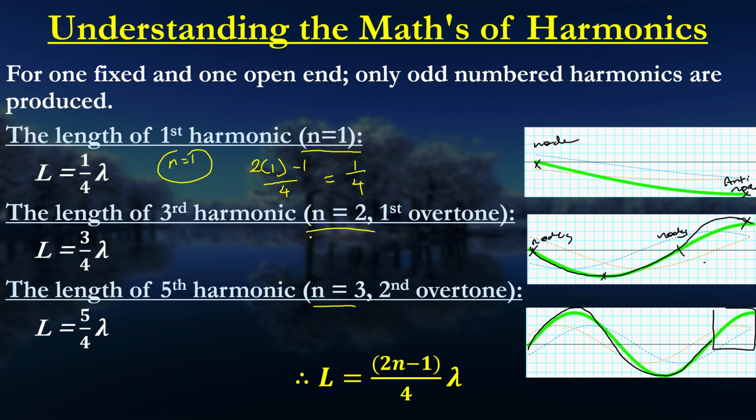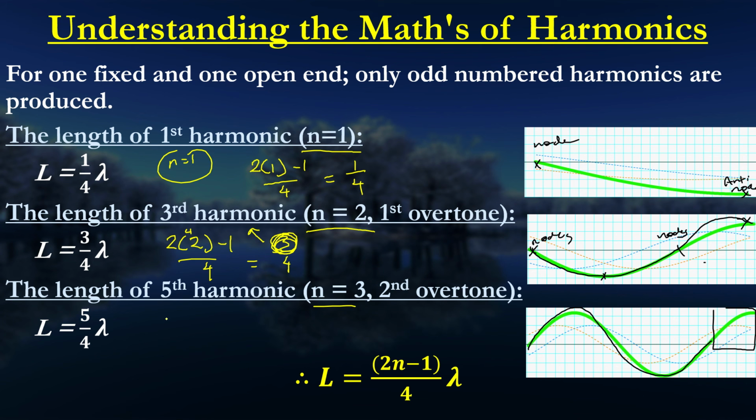Okay, in our next one, in the first overtone, or the second tone we generate for a one fixed end instrument, we have 2 times 2 minus 1 divided by 4. That becomes 4 minus 1, 3. So that's what we have there. Okay? So that's why we call it the third harmonic instead of the second harmonic, because we're not generating the second harmonic. It just goes into 3.